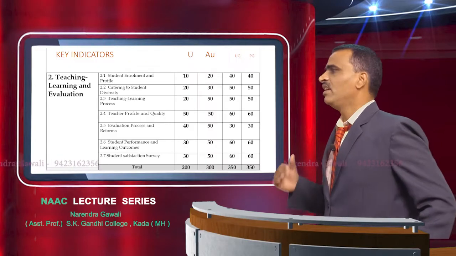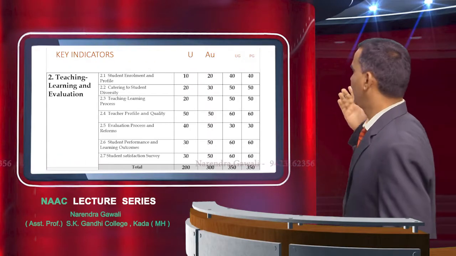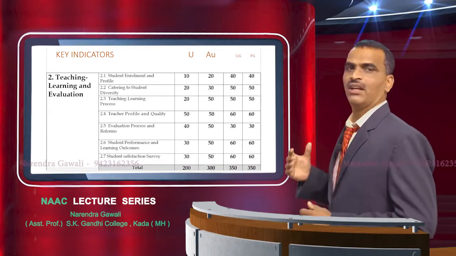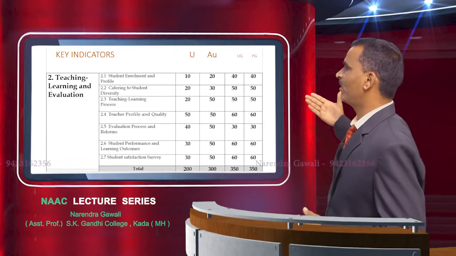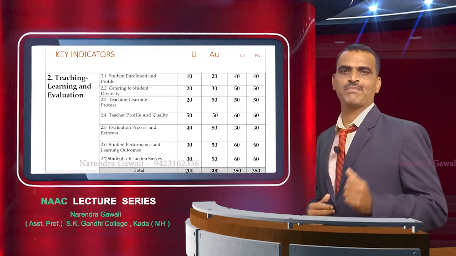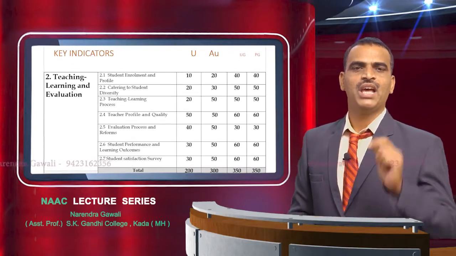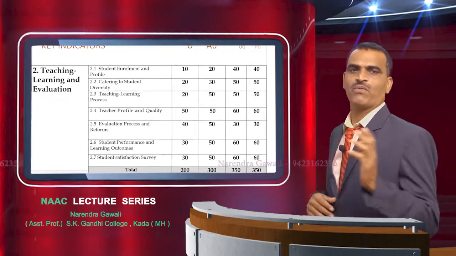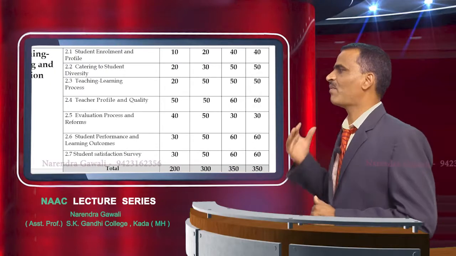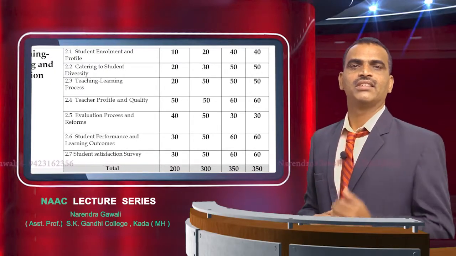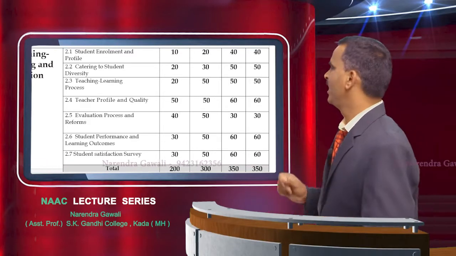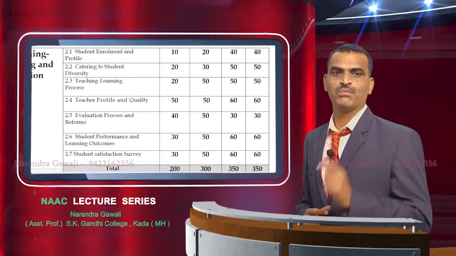So friends, there are key indicators in this, as we see in this chart of second criteria, teaching, learning, evaluation. See, there are four aspects: university level, autonomous college, UG college, then PG college. There are 7 aspects, 2.1 to 2.7. First one is student enrollment and profile, which has 40 for both UG and PG. Second one is catering to student diversity. Third one is teaching learning process, the actual process. Fourth one is teacher profile and quality, very important.